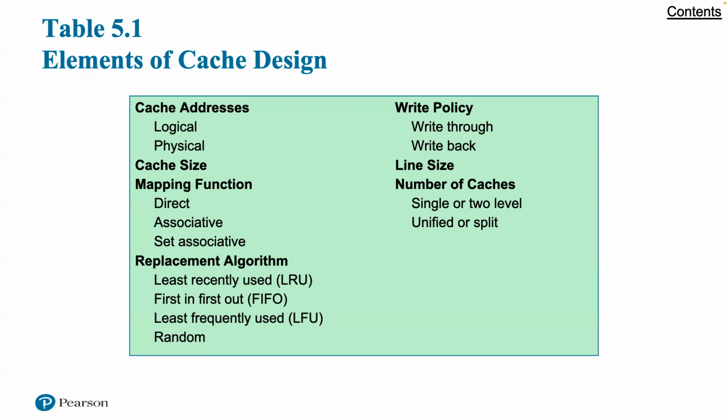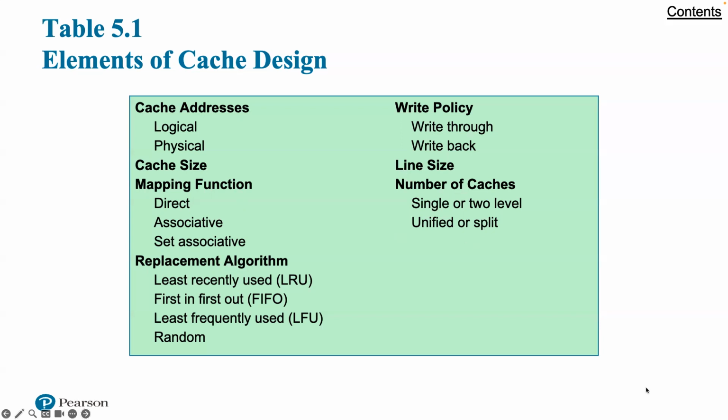Although there are a large number of cache implementations, there are a few basic design elements that serve to classify and differentiate cache architectures. Here in the table we're showing these elements. So we have cache addressing, cache size, mapping function, replacement algorithm, write policy, line size, and the number of caches.